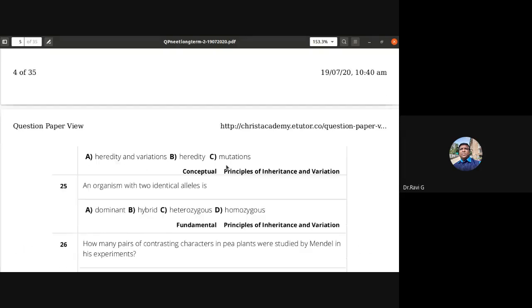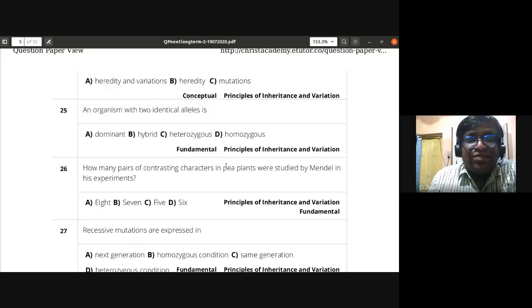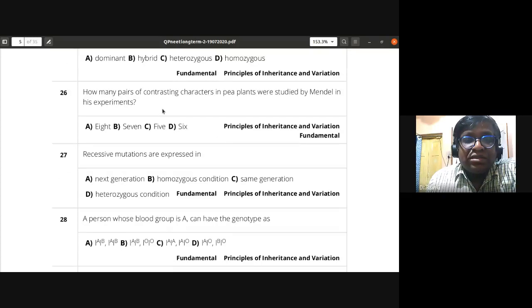Okay, genetics deals with heredity and variations. A is the answer, heredity and variations. An organism with two identical alleles is homozygous. 26th question. How many pairs of contrasting characters in pea plants were studied by Mendel in his experiments? So 7 pairs of contrasting characters were studied by Mendel in his experiment. B is the answer. 26th is B.